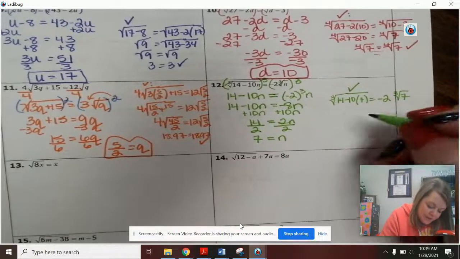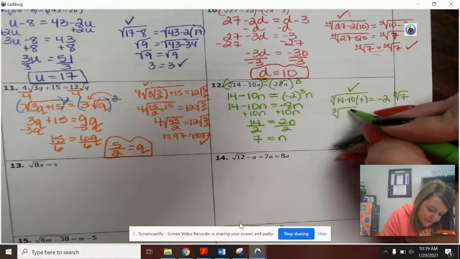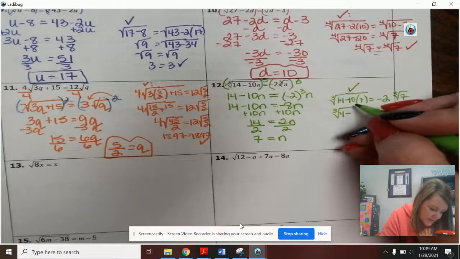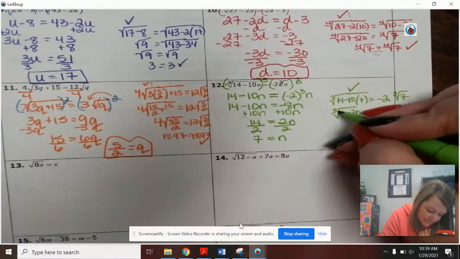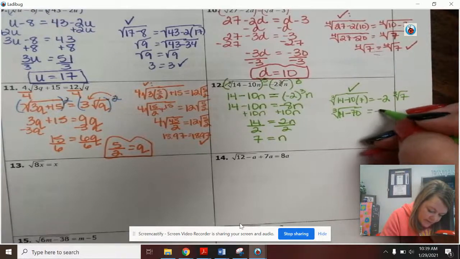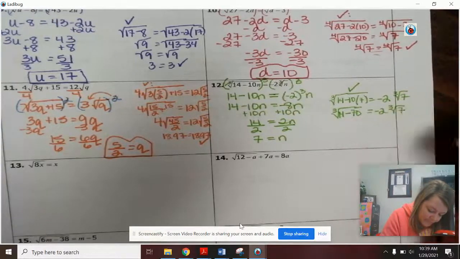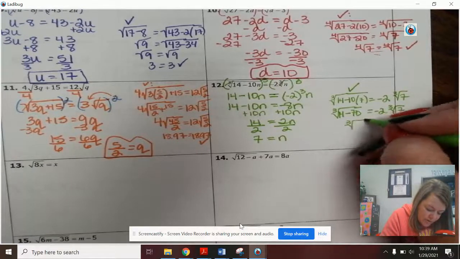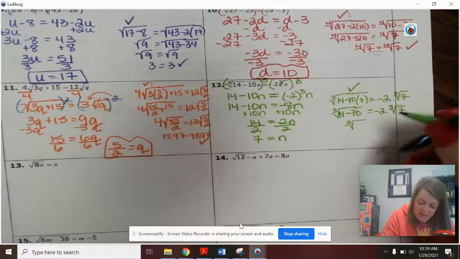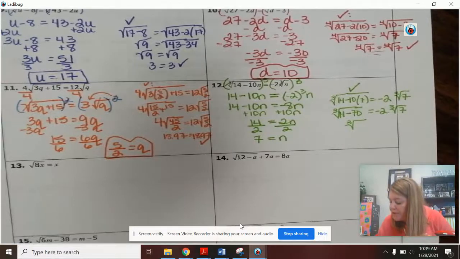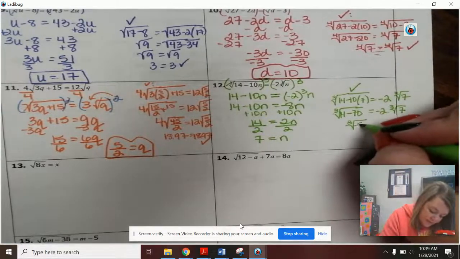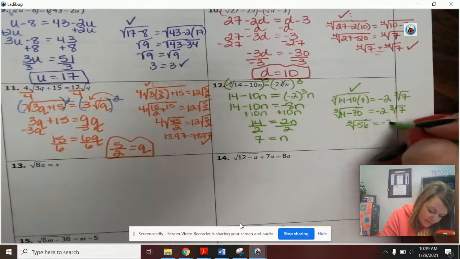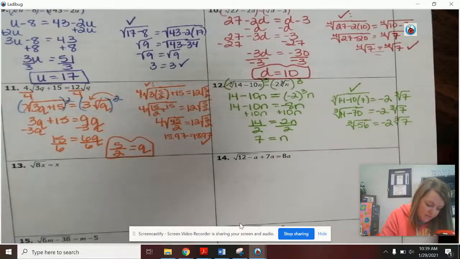Okay, so let's see what's going on here. 14 minus 70 equals negative 2 cube root of 7. All right, so that's the cube root of 14 minus 70. I think that's negative 56. 14 minus 70, negative 56 equals negative 2 cube root of 7. Oh, I don't like that.